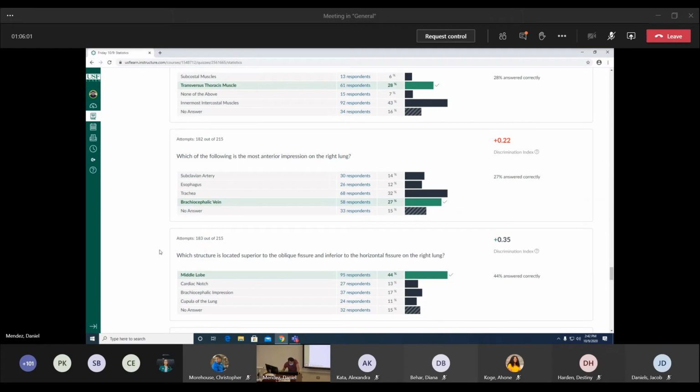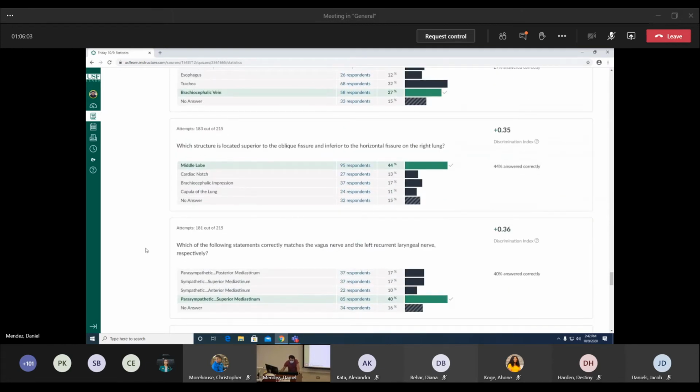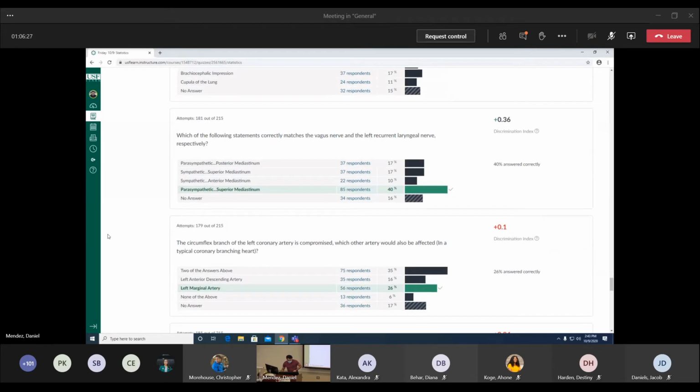All right. So next, which of the following statements correctly matches the vagus nerve and the left recurrent laryngeal nerve, respectively? It's going to be D. The vagus nerve is going to innervate most of the gut, a majority of the gut is from the vagus nerve, and the left recurrent laryngeal nerve is going to be in the superior mediastinum. That is correct. We did pretty well on that question, so really good job.